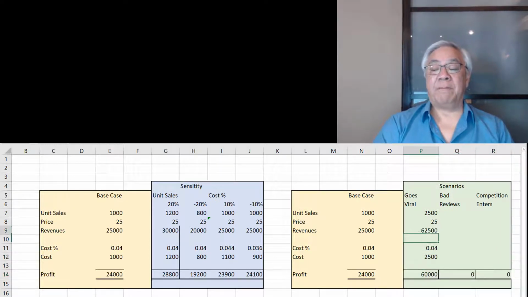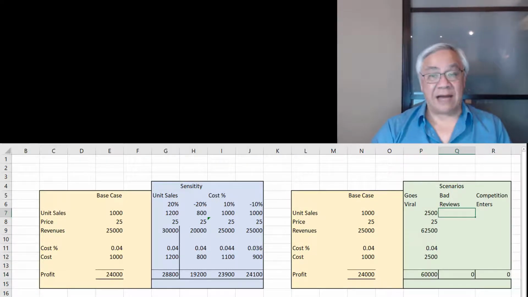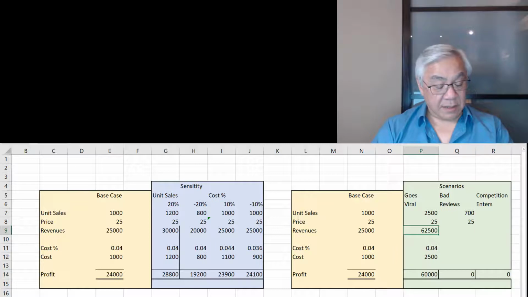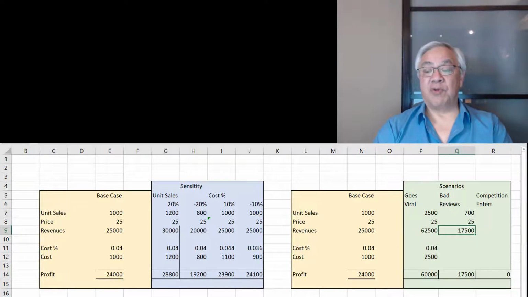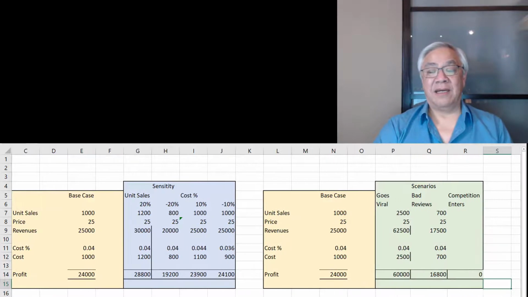And they say, well, what if you get bad reviews? Uh-oh, we won't sell 1,000. We're going to go down to 700. And then the 25 will still hold, and the sales amount will then drop pretty dramatically. Our cost is the same, so the cost will be that. And whoa, we go from 24,000 down to 16. That's not a good thing.